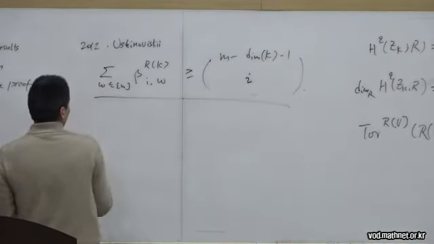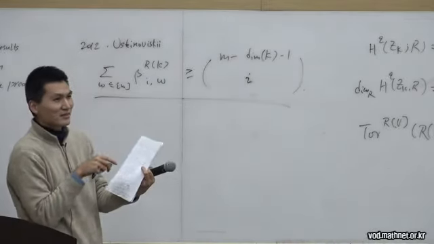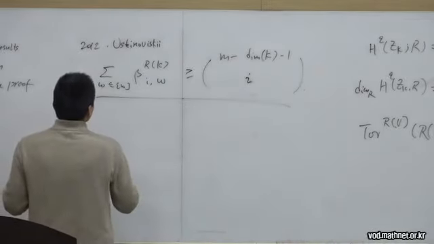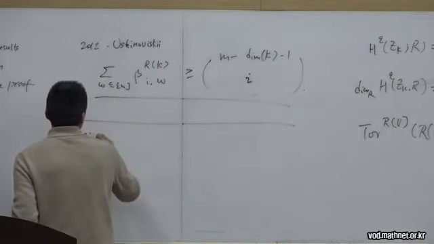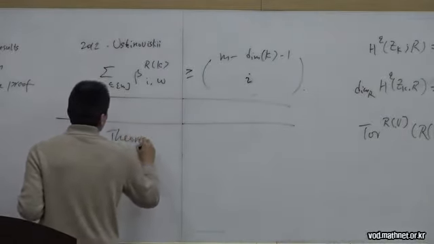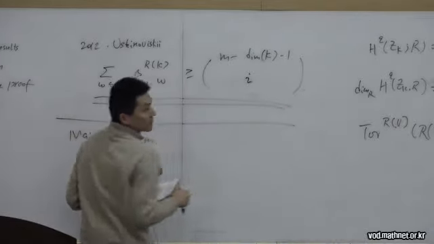Okay. How many minutes do I have? So I will introduce my result. 5 minutes, okay. So the third part is the main theorem. So my result wants to generalize this one.